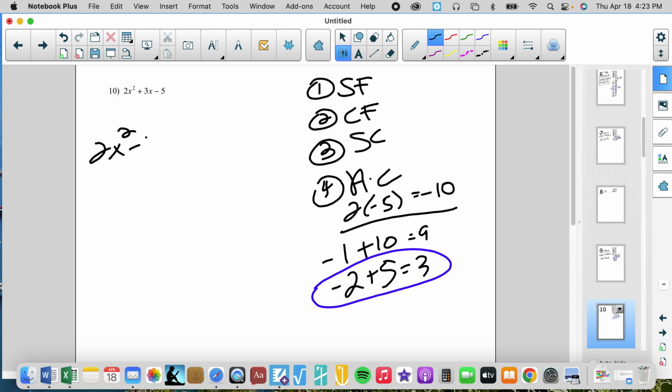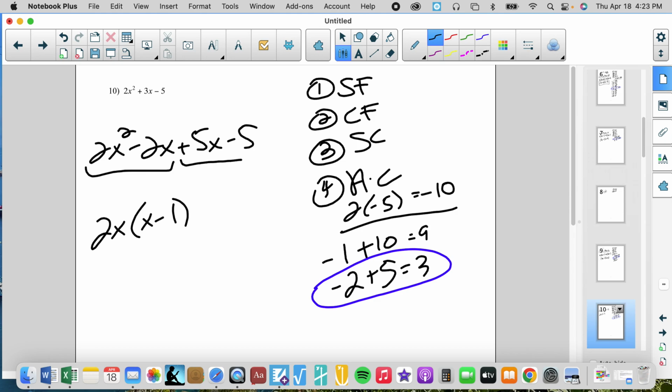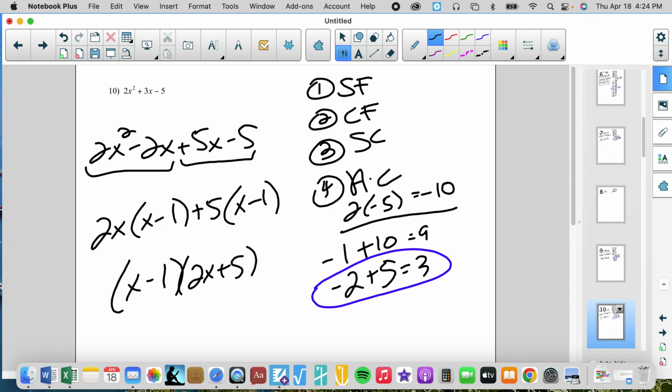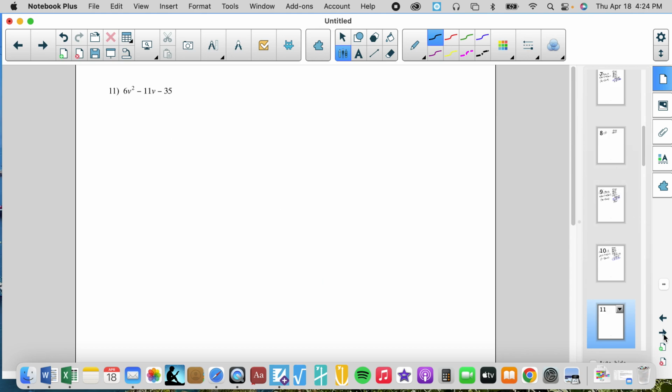2x squared minus 2x plus 5x minus 5. Factor out a 2x. Ooh. You get x minus 1. Factor out a positive 5. You get x minus 1. So x minus 1 times 2x plus 5. That was a good one. I like factoring out a common.